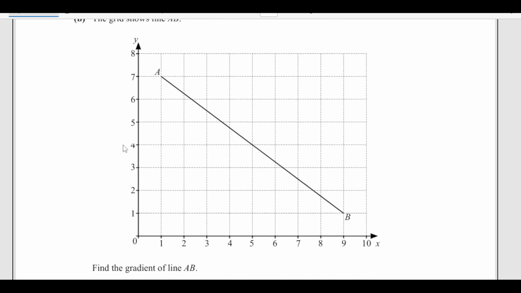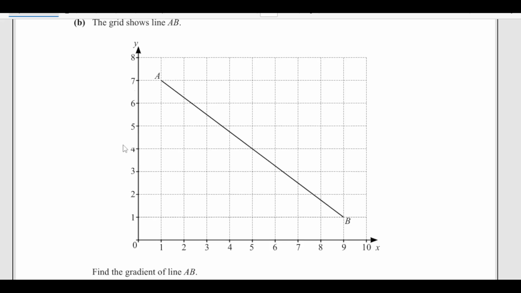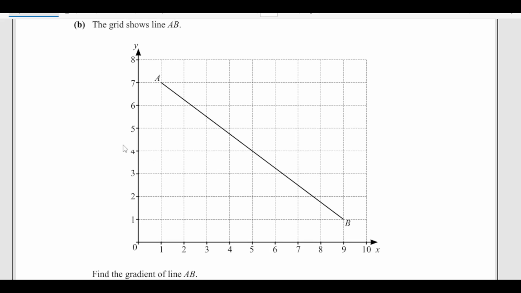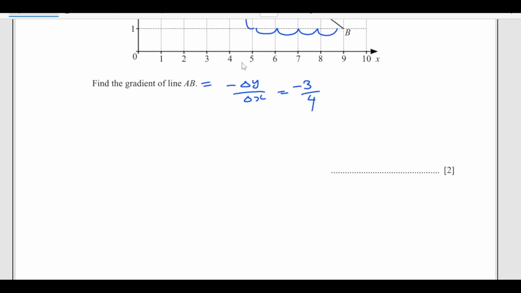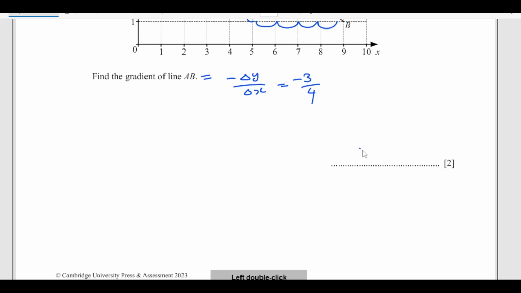The grid shows the line AB. Find the gradient of AB. You can choose any point from A to B. As you see, this line is going downward, so the gradient is going to be negative. So gradient is going to be minus change in y over change in x. I am choosing this 1, 2, 3 and 1, 2, 3, 4. So y change is 3 and x change is 4. Make sure that you put a negative sign there because the line is going down, right?